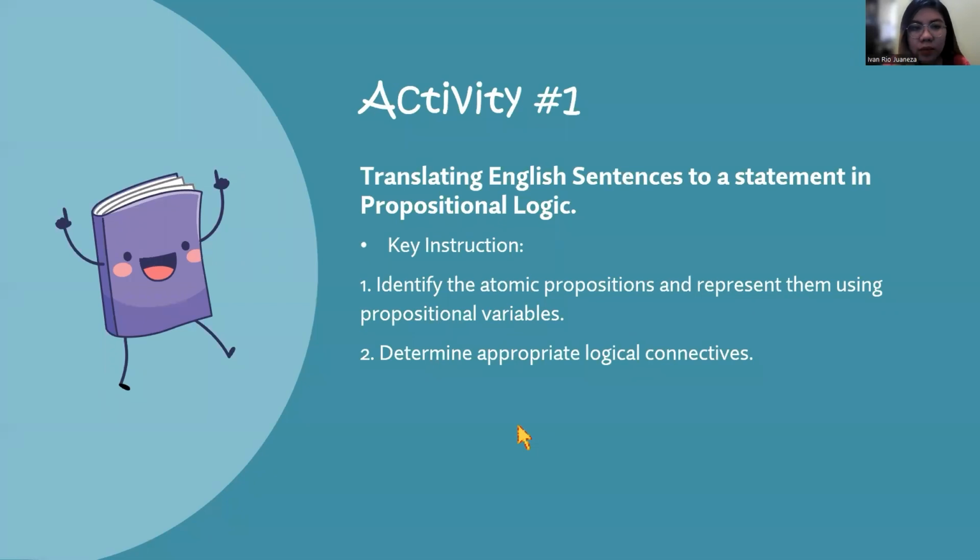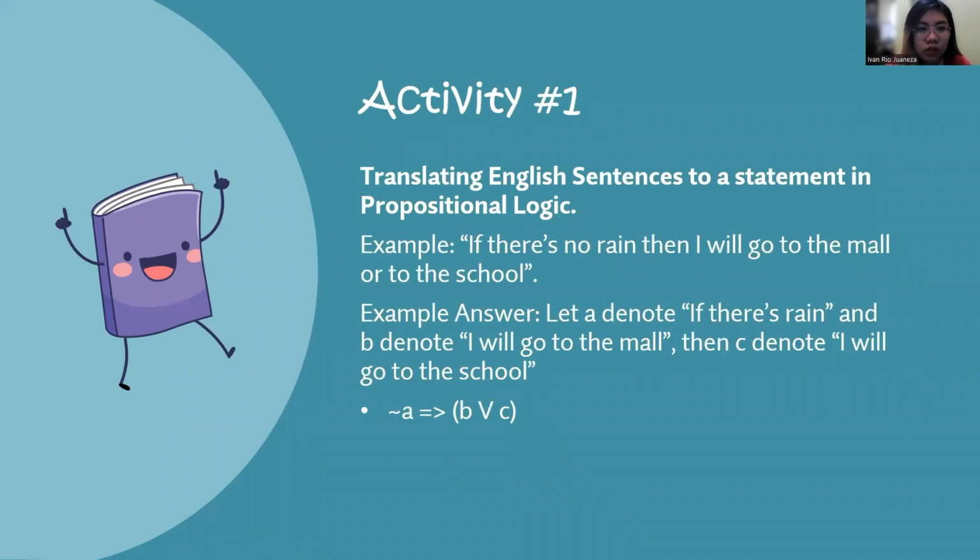So, Activity number 1, translating English sentences to a statement in propositional logic. This is the key instruction. Number 1, identify the atomic propositions and represent them using propositional variables. And number 2, determine appropriate logical connectives. So, here's the example. If there's no rain, then I will go to the mall or to the school. Example answer: let A denote there's rain and B denote I will go to the mall, then C denote I will go to the school.